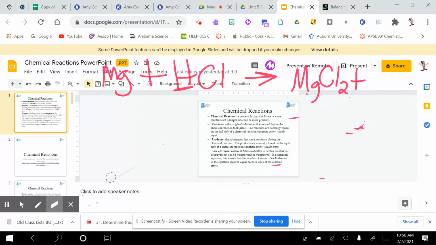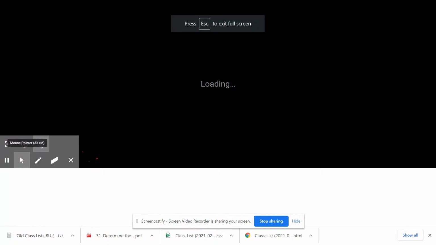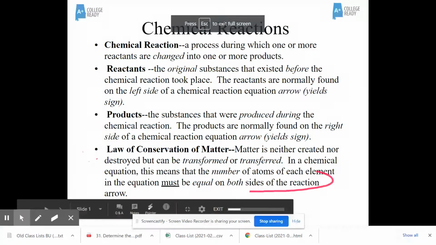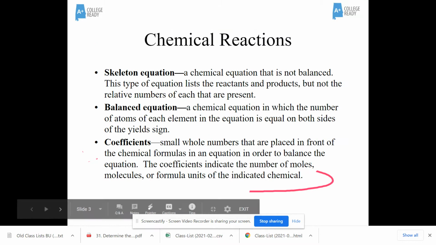All right, your EdPuzzle that you have for tonight is over this material. So I would download my notes and either print them off or have them split screen so that you can look at your notes while you're watching the EdPuzzle.